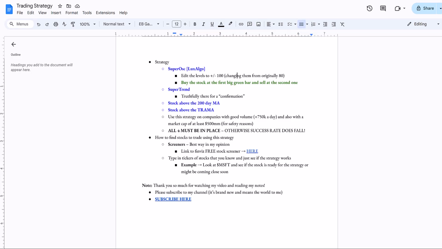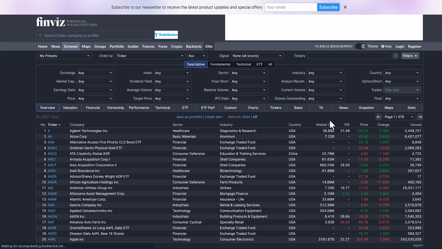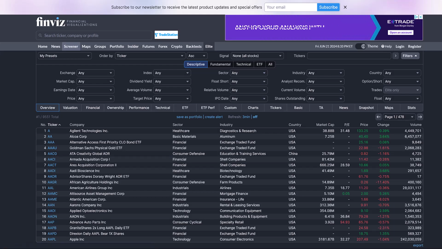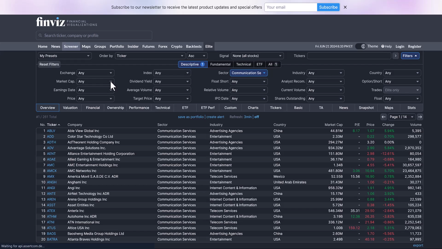So to kind of talk about how do you find stocks to trade with this strategy, because you might not know where to find stocks to trade. Screeners is the best way in my opinion. I'll put the link, like I said, this PDF will be here. But to the free stock screener on FinViz, everything I'm going to be suggesting you use is free on this channel. I'm not going to ask you to pay for anything. Maybe you have a certain sector that you like. Maybe you're like me and you like communication services. And then, as I said, you kind of want a market cap at least above 500 million.